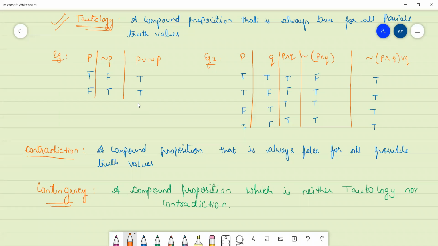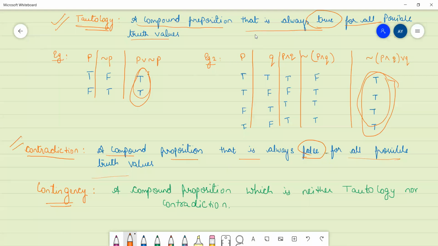In today's class, we will be talking about tautology, contradiction, and contingency. A tautology is a compound proposition that is always true for all possible truth values. That is, whenever you have a truth table, all the values will be true. That is called a tautology. What is a contradiction? A compound proposition that is always false for all possible values. Instead of TT, you'll have FF, and instead of TTTT, you'll have FFFF.